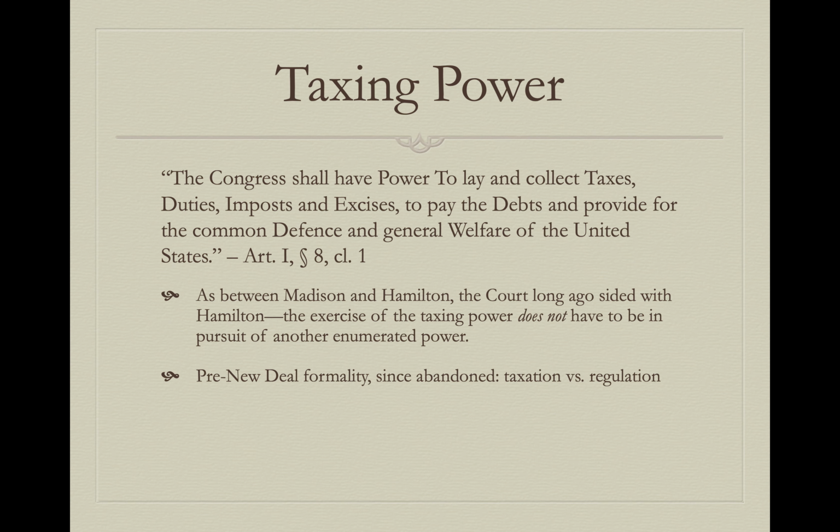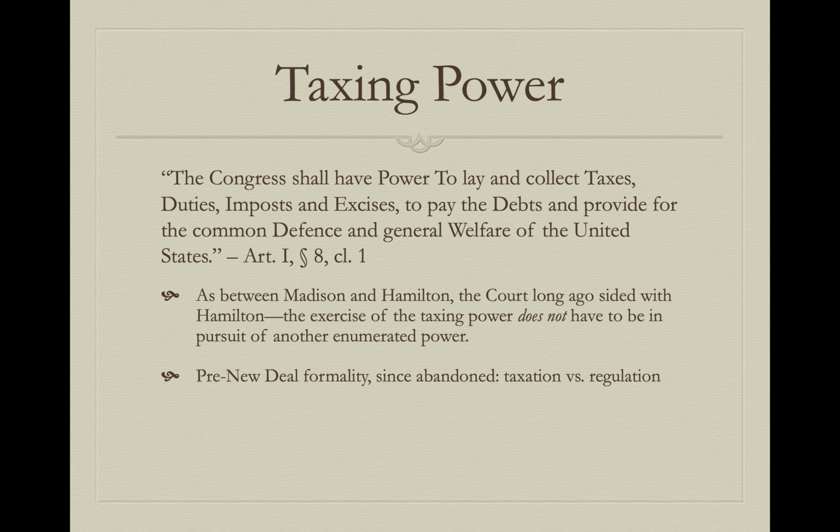One way that you can see the difference between the pre-1937 formality and the post-1937 functionality is in this difference between taxation and regulation. So recall that one of the court's tactics pre-1937 was to say that what Congress was doing wasn't regulating commerce, but was regulating manufacture. And so it set up that duality between commerce and manufacture. Or Congress wasn't regulating commerce, Congress was trying to prohibit commerce. And it set up that duality between regulation and prohibition.